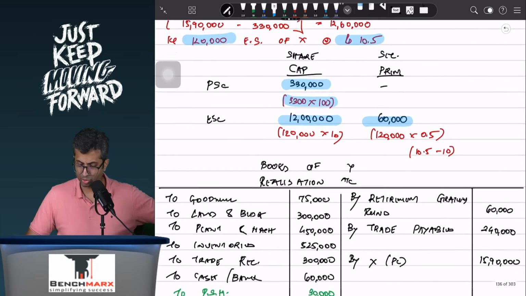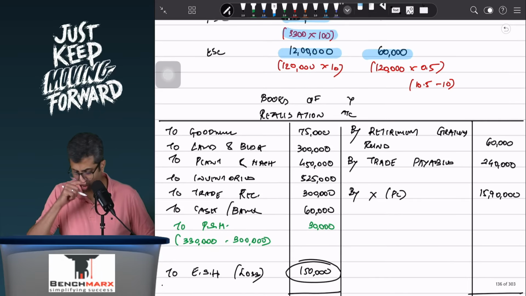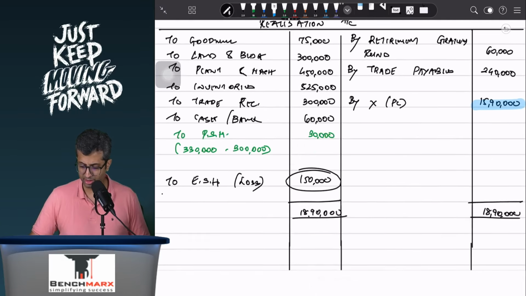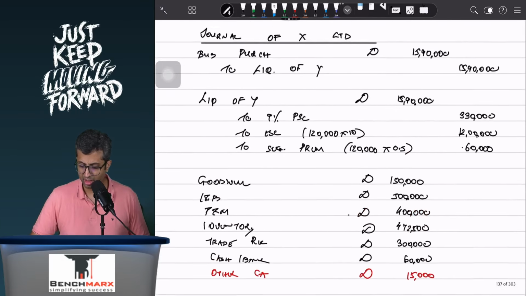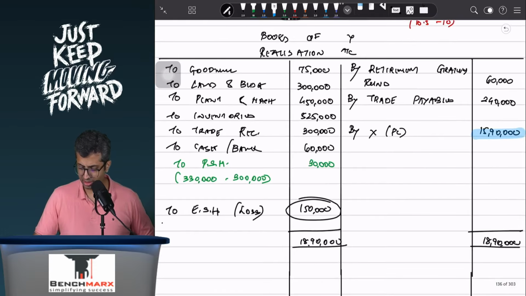Now you are asked to prepare the realization account. You will transfer all the assets at book values, including cash and bank because there is nothing else, and all the liabilities also. Then you will have 15 lakh 90 over here as the purchase consideration, and just realization is asked. So to the preference shareholders, there will be a separate payment, and other than that, the balancing figure will go to the equity shareholders.